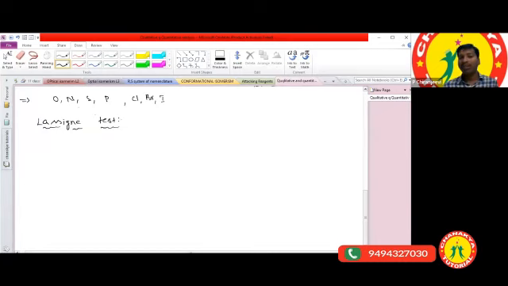To do the Lassaigne test, first we have to prepare the Lassaigne extract. This method we can't use in school laboratory; actually, this method we can use in the higher education sector. Sir, what is meant by the Lassaigne extract? The Lassaigne extract we can also call the sodium extract. What is meant by the sodium extract and how do you prepare it?